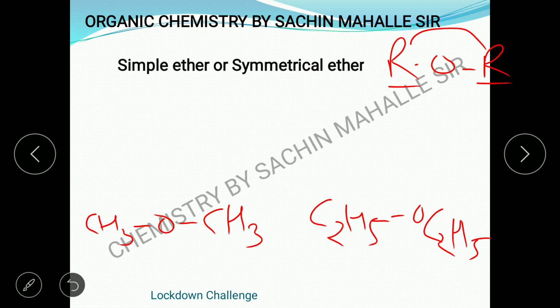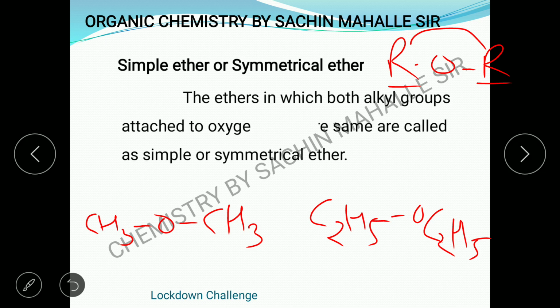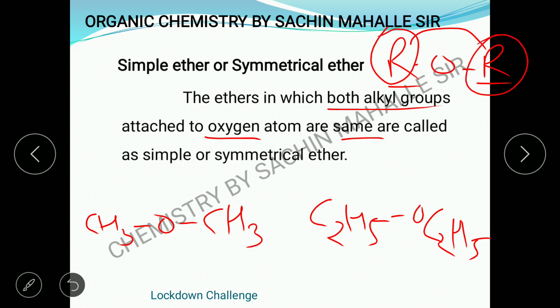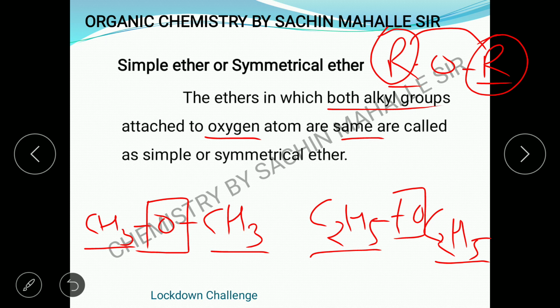What is the definition of simple ether or symmetrical ether then? The ether in which both the alkyl groups attached to the oxygen atom are the same is called simple ether or symmetrical ether. In the examples, we had seen these two are the same. In the first example, CH3, CH3, both similar groups are attached to oxygen. In the second example, C2H5, C2H5 groups are attached to oxygen.